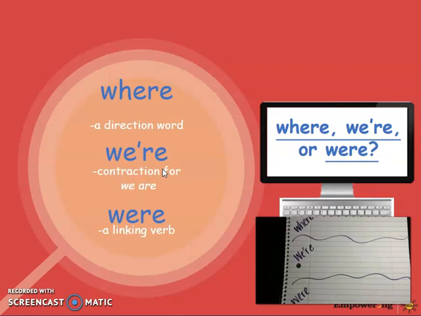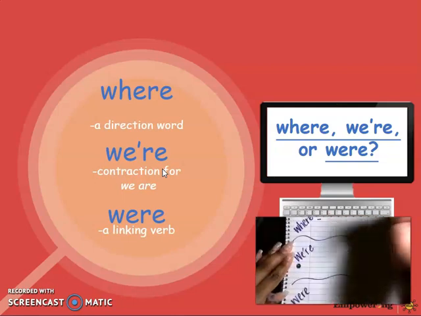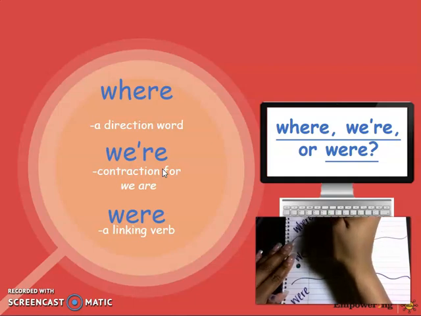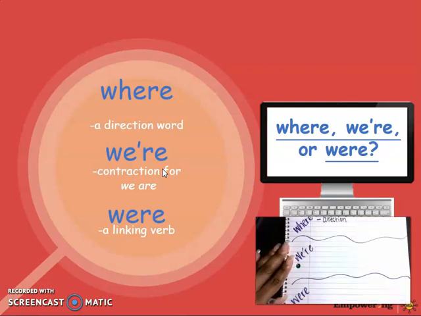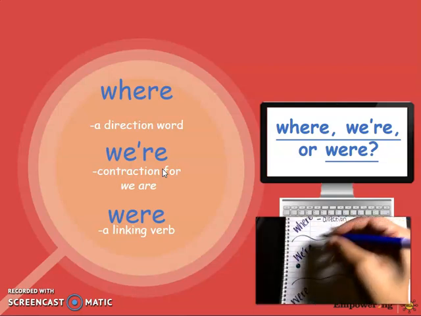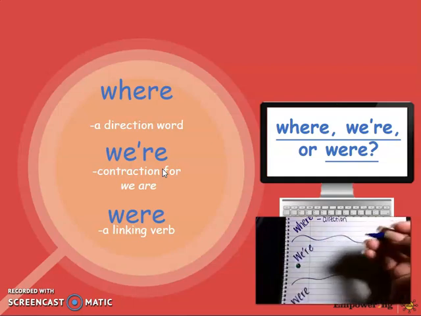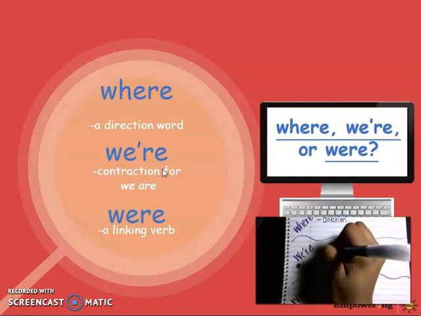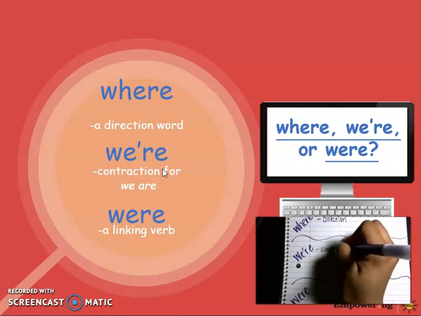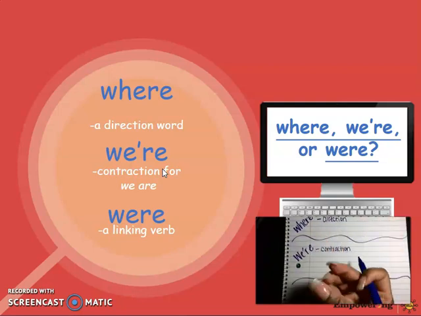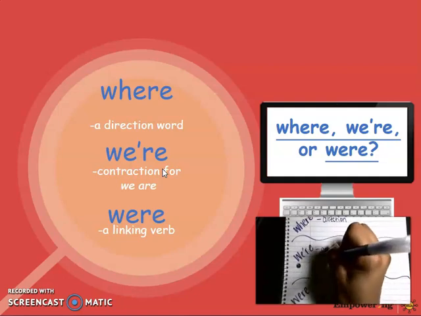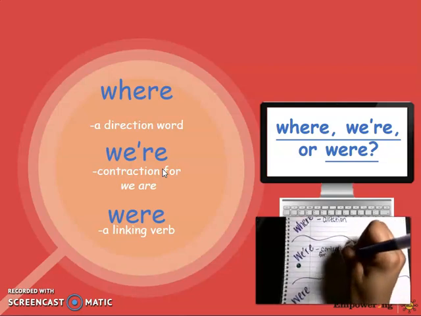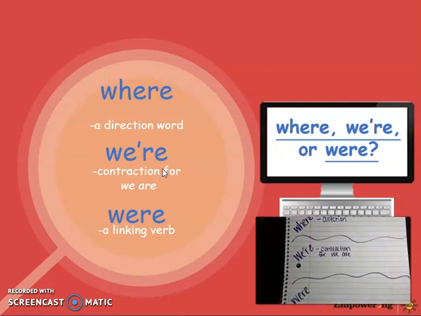The first one, where, is simple. We use it when we are talking about direction. So this is a direction word. Like, where can I find a dictionary? Or where is the nearest dollar store? This next one, we're, is a contraction. It is the contraction for we are. So it's like the shortened version, contraction for we are. What that means is anytime that you see we're in your writing, you should be able to substitute it for the words we are, and that sentence still makes sense.